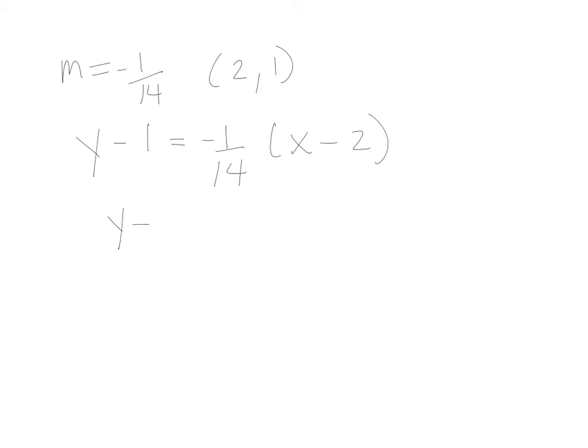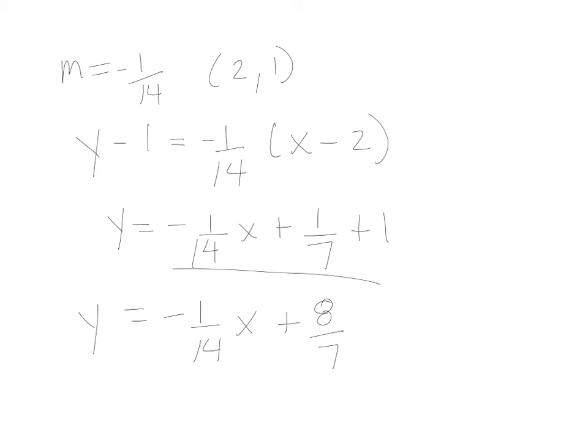So m was negative 1 over 14, and remember we're dealing with the point (2, 1). So y minus 1 equals negative 1 over 14 times (x minus 2). So that's y equals negative 1/14 x plus 1/7, when you take 2 over 14 and reduce it, plus 1, which is 7/7. So that's going to be negative 1 over 14 x plus 8 over 7, and that is my y. And that is my tangent line.